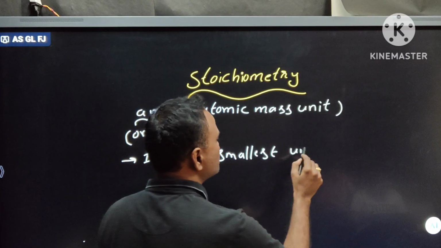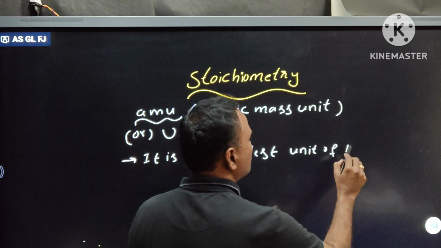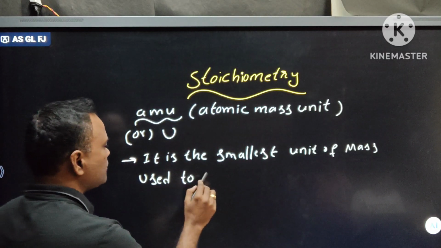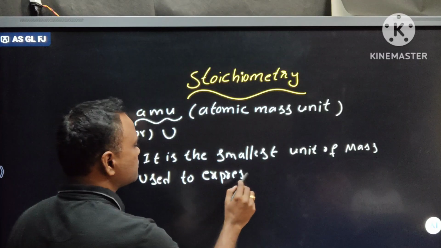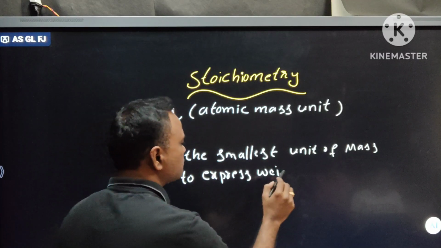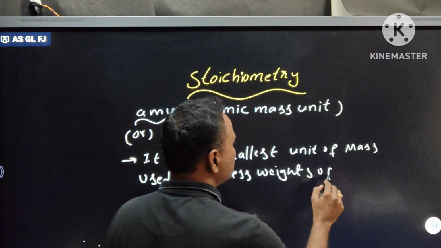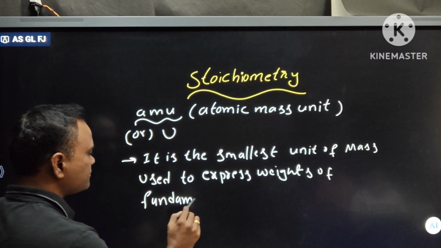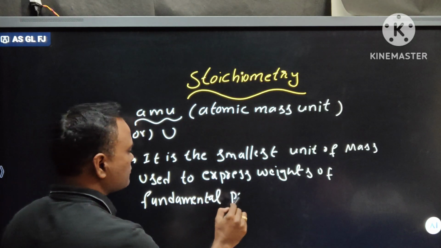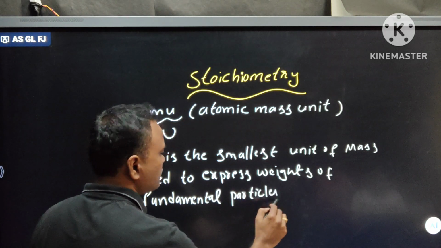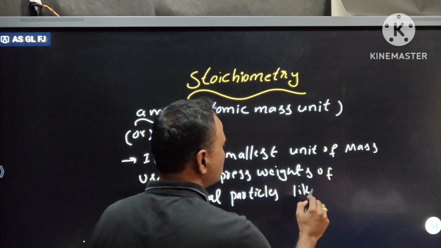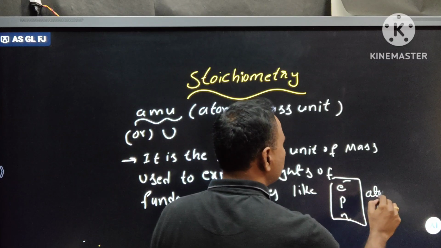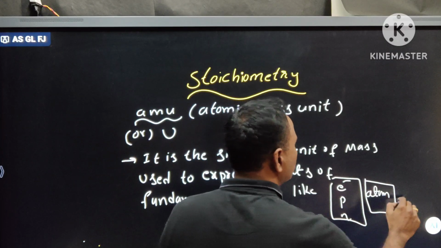It is the smallest unit of mass. Use it to express weights of fundamental particles. What are fundamental particles? Like electron, proton, neutron, even atom and molecule also.